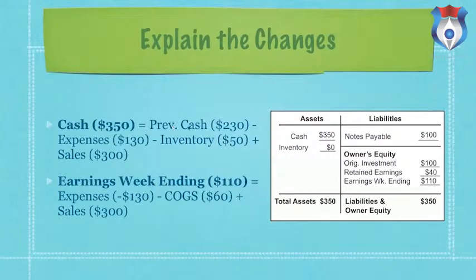You can see here, what I did was I took my previous cash amount of $230, subtracted out the $130 that I used to buy the easel and all the other additional things, subtract out the cost of my inventory, and then added my total sales to get $350. And I was able to calculate earnings week ending, which is over here, by taking my total expenses out and my total cost of goods sold and adding in my total sales to reach an amount of $110. And then if you add all of these things up, you come to $350.